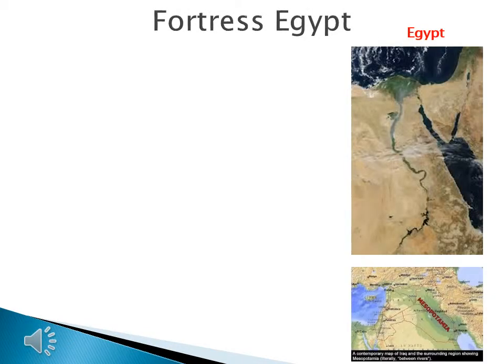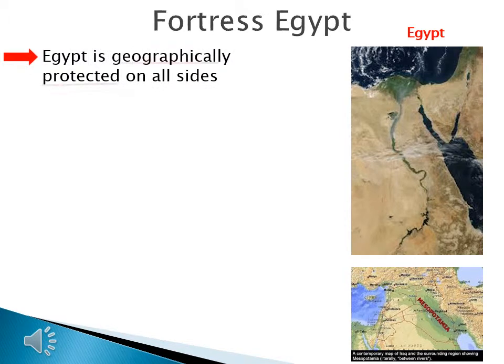Now, Egypt and Mesopotamia geographically are similar. You're going to see Egypt has a river, Mesopotamia had rivers, we have good soil, but there is one important difference that makes Egypt stronger than Mesopotamia. Egypt is a fortress geographically. Egypt is geographically protected on all sides.